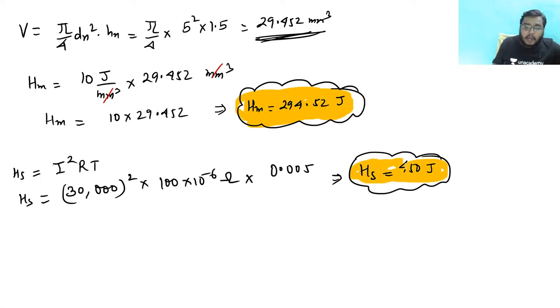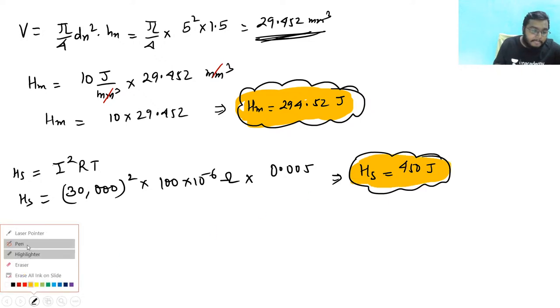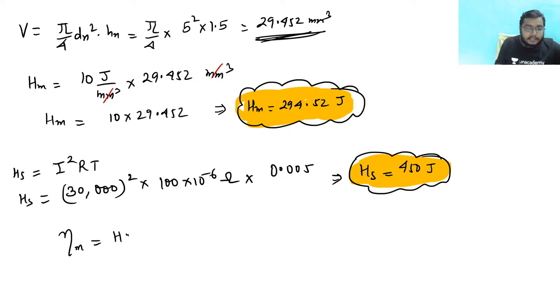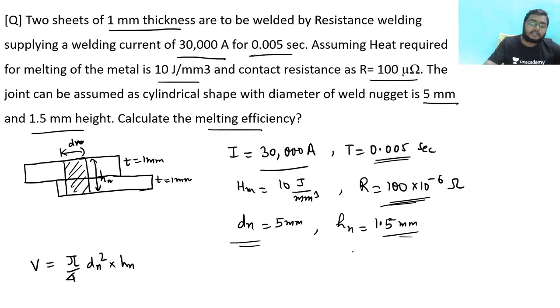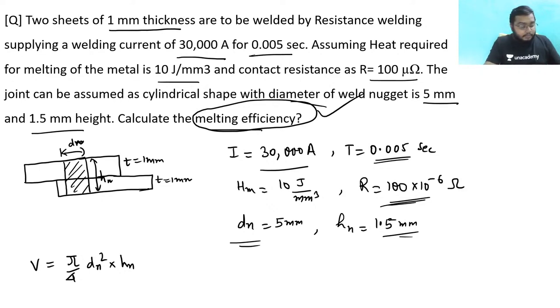How can you find the melting efficiency? You can very easily find the melting efficiency as it is HM by HS. What is the HM? Is it 294.52? What is HS? Is it 450 joules? Now if you multiply it by 100, you will get the answer as 65.44%. And this is what was asked in this question, to calculate the melting efficiency. So is this question clear to you?